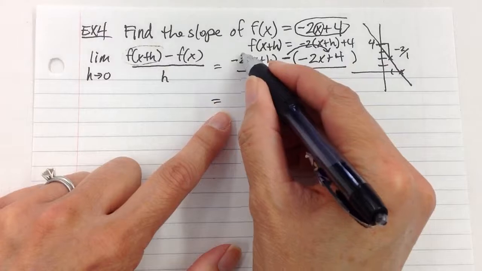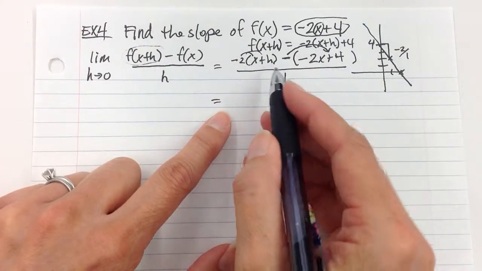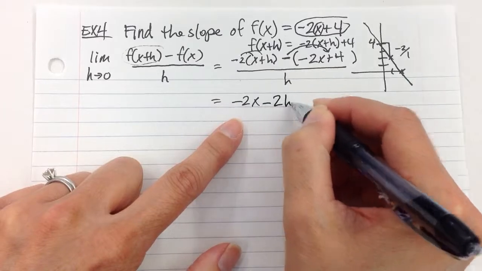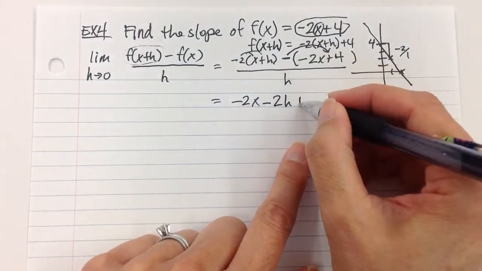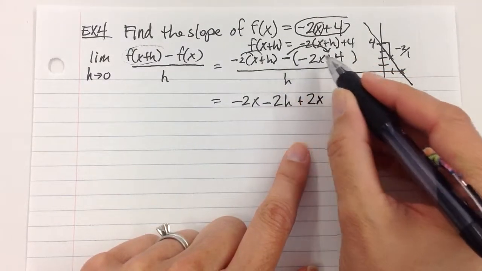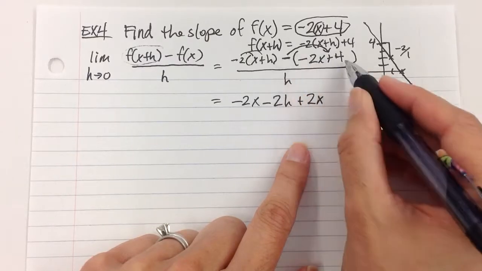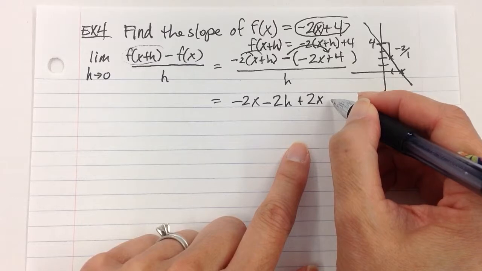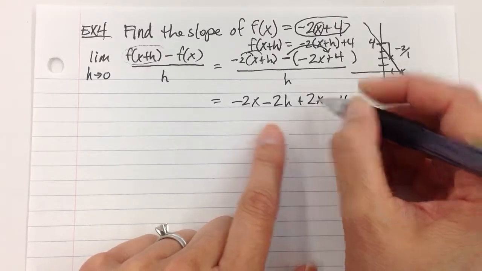So let's distribute this out. -2 times x gives us -2x. -2 times h is -2h. Negative times negative makes +2x. And negative times that +4. That's the one that people forget to do. Like, oh, I have to change the sign and make it -4. Oh, I forgot a 4. I did forget a 4.